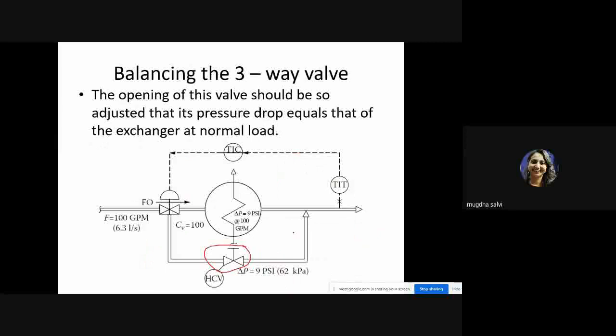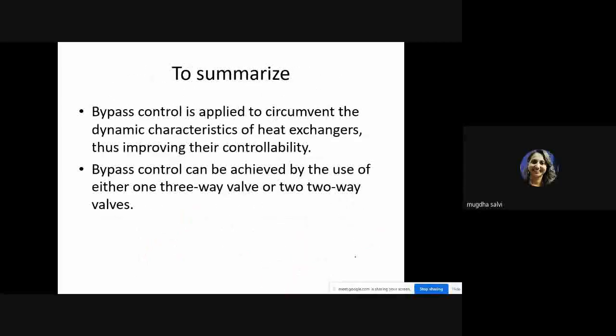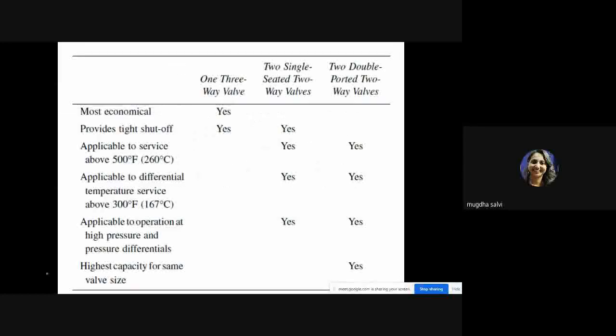That is either by balancing it using a hand control valve in the bypass line or using two-way valves to achieve the operation of a three-way valve. So to summarize, bypass control is applied to circumvent the dynamic characteristics of heat exchangers, thus improving their controllability. Bypass control can be achieved by using either one three-way valve or two-way valves. Here is a comparison of using one three-way valve, two single-seated two-way valves, and two double-ported two-way valves.